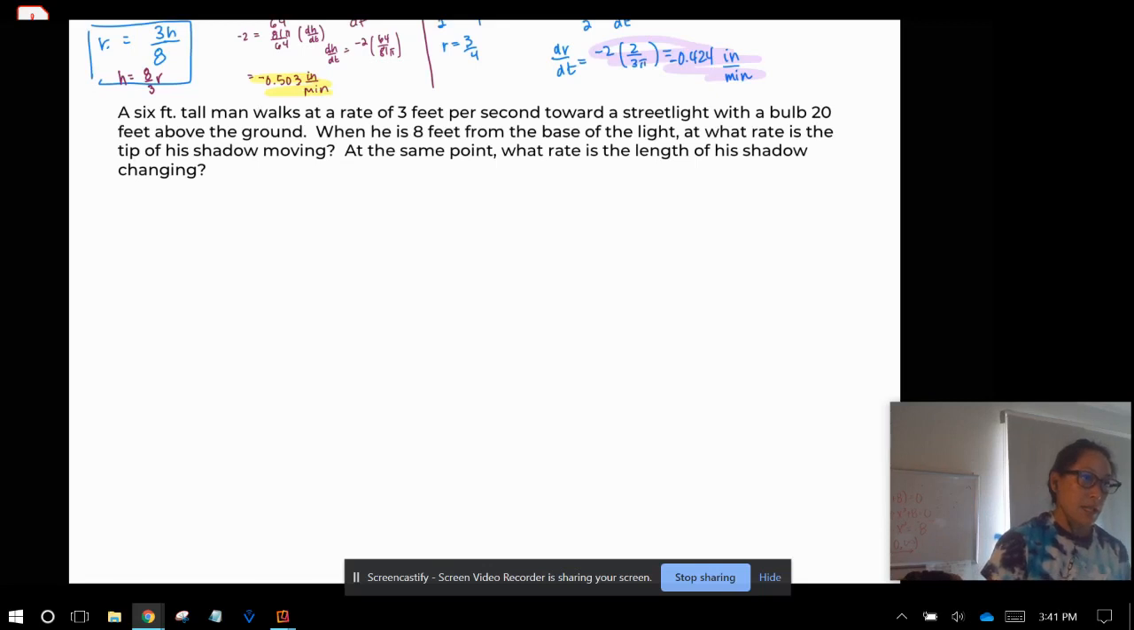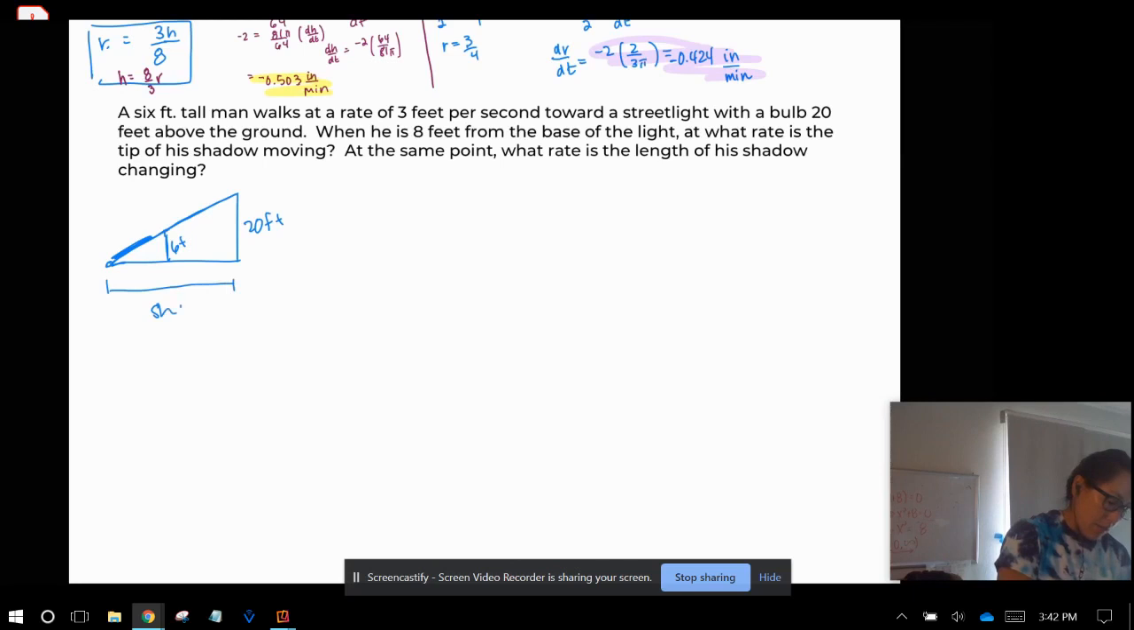Okay, we're going to set up our situation. So I have 20 feet for the street light, and our guy is 6 feet, and then what's going to happen is the light is going to beam down, it's going to hit his head and create a shadow right here. So the total length is the shadow. He is 8 feet from the street light.